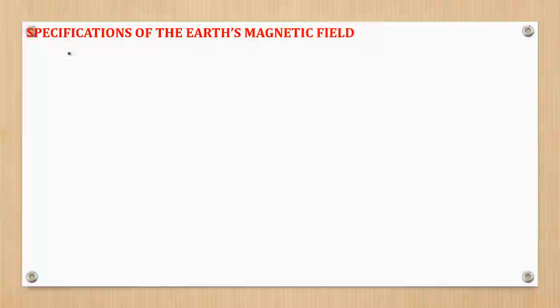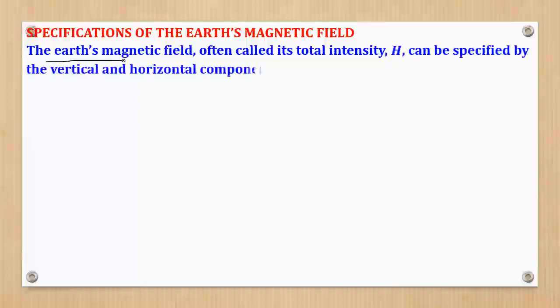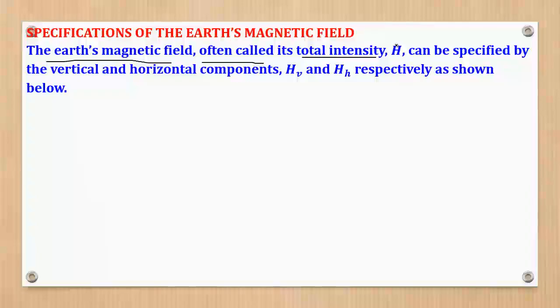So we shall go to some of the specifications of the Earth's magnetic field. So the Earth's magnetic field, often called its total intensity, represented by capital H, can be specified by the vertical and horizontal components HV and HH respectively, as shown below.